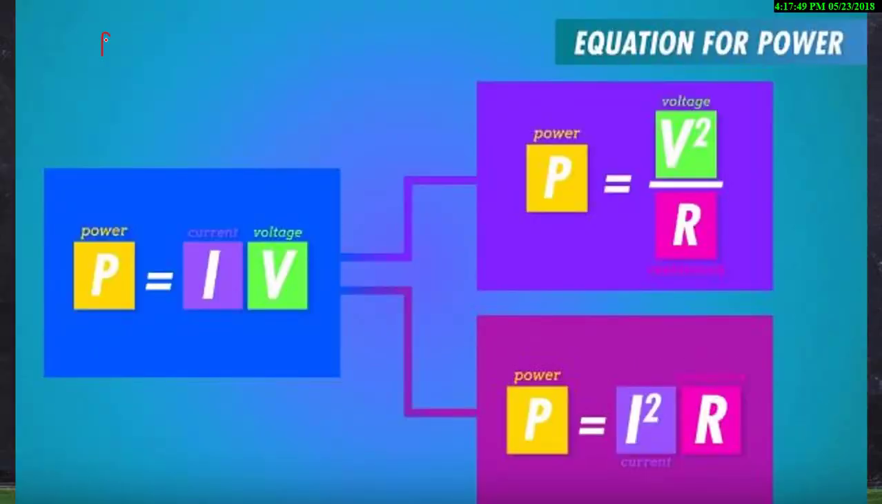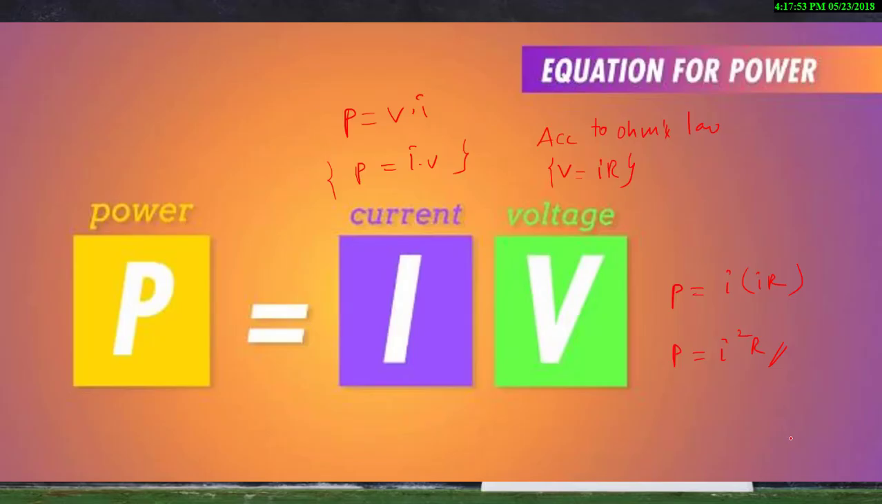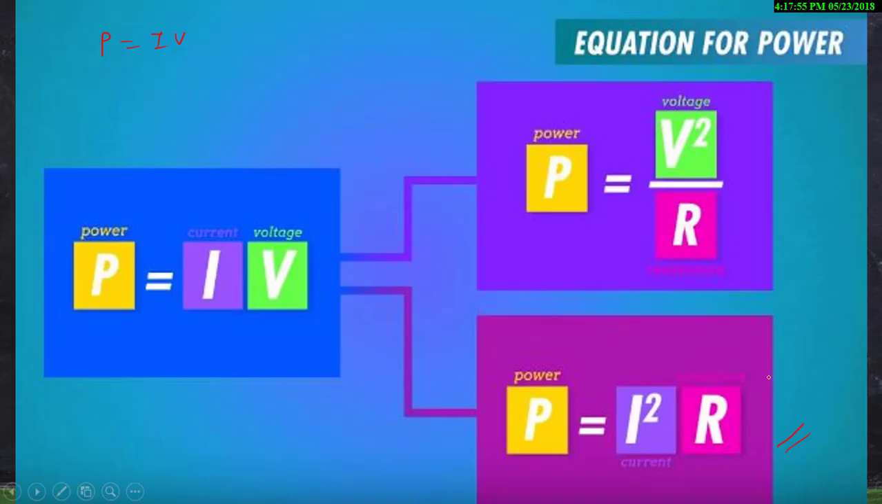So P is equal to I into V, so we have already derived this equation, P is equal to I square into R. Now we will discuss how this equation comes. See, V is equal to IR, then I can be written as V by R. Right, R goes below, so I is equal to V by R. So therefore P is equal to V by R into V, that is V square by R.